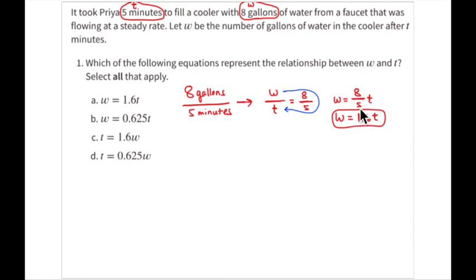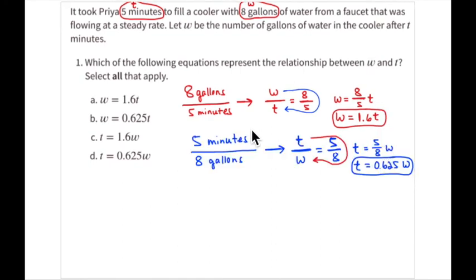And 8/5 also can be rewritten as this decimal value. So 2 times 8 is 16, 2 times 5 is 10. So this is 16/10, which is the same as 1 and 6/10. So one way of looking at this relationship in one equation is that the amount of water equals 8/5 the amount of time.